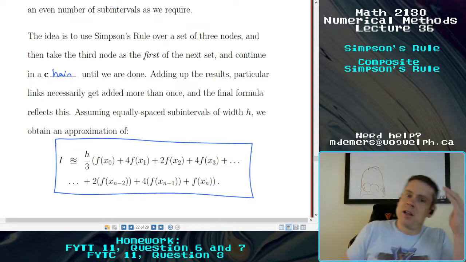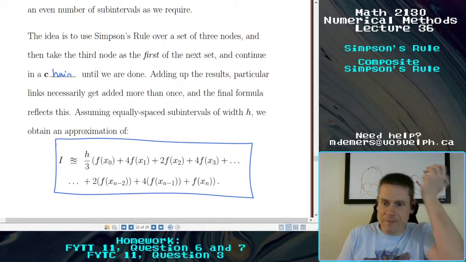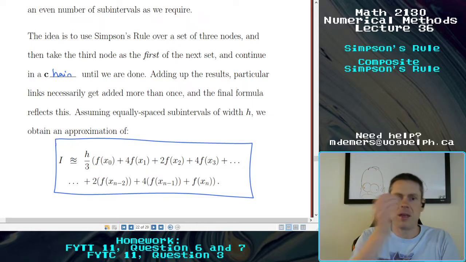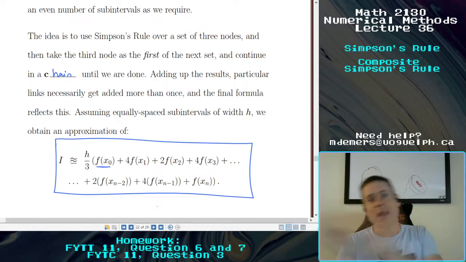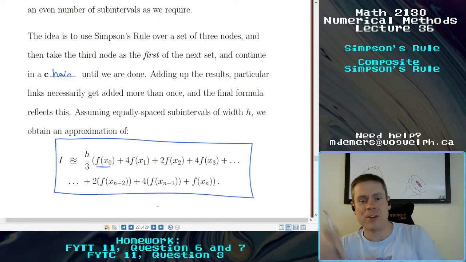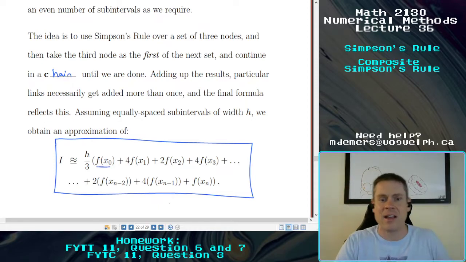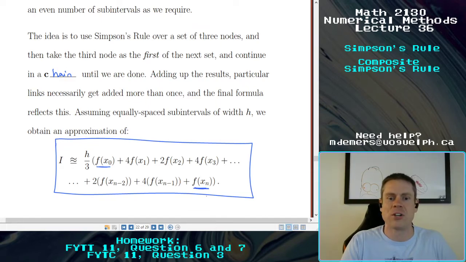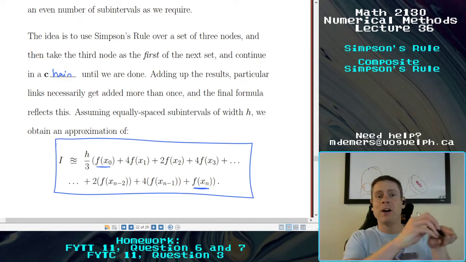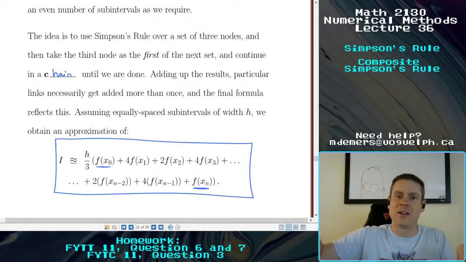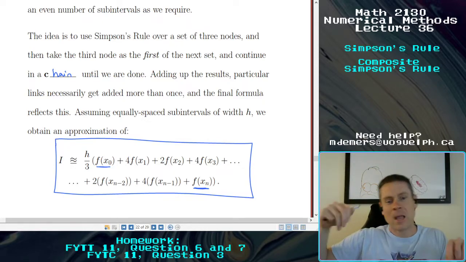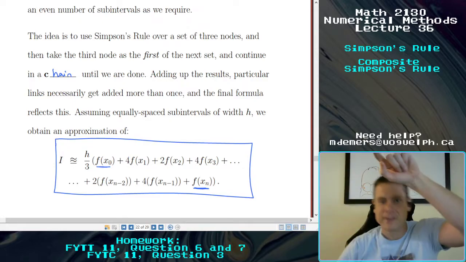It goes left endpoint first. The a value, the left bound of the integral, gets a 1 as a coefficient. That's a 1 f of x0. The right endpoint, the right bound of the domain of integration, the b, the xn, gets a 1 as a coefficient. In between, we go 4, 2, 4, 2, 4, 2, 4, 2 until we're at the right endpoint. And then we end with a 4 and back down to 1.